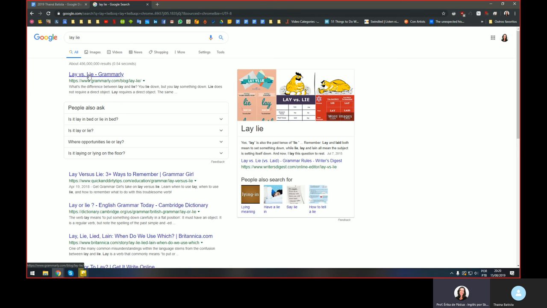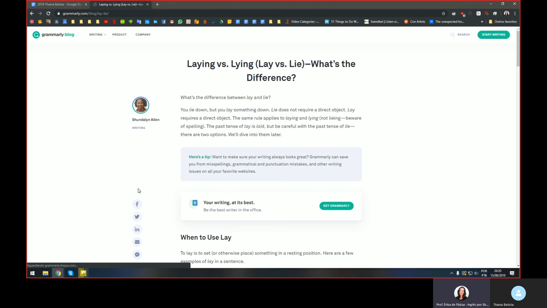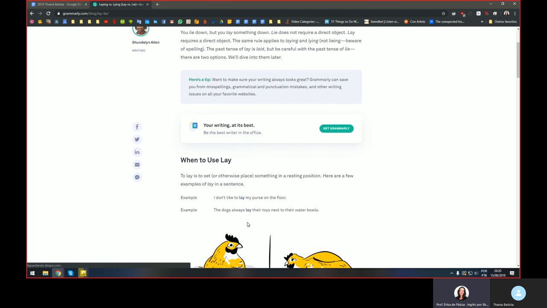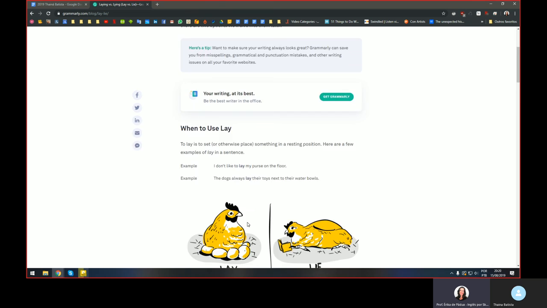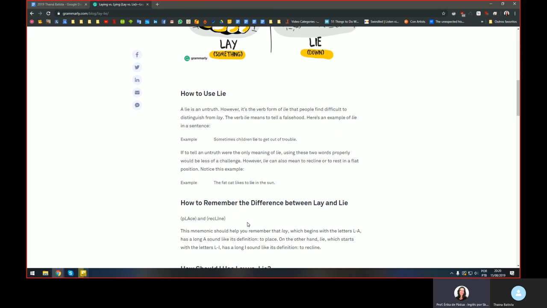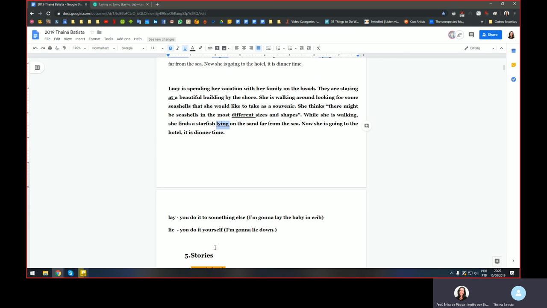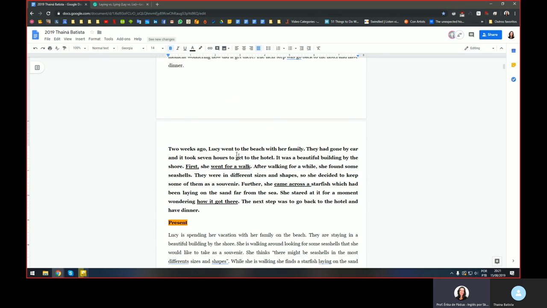So, maybe that could be interesting. I'll take a look, because one is irregular. Lay is irregular. Lie is... both. Lay, lay, lay. It's nice to take a look at these two verbs, when to use lay, when to use lie. They also talk about the meaning, like not to tell the truth, but the other meaning too. So it's interesting to compare. Now she's going to the hotel. It is dinner time. Nice. Very good. Do you have any comments or questions?